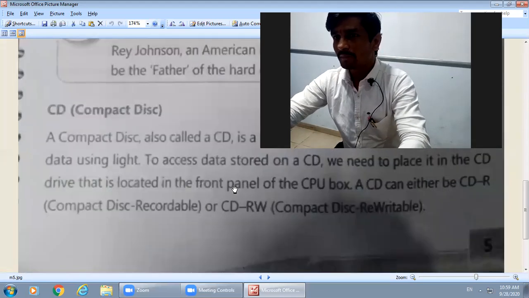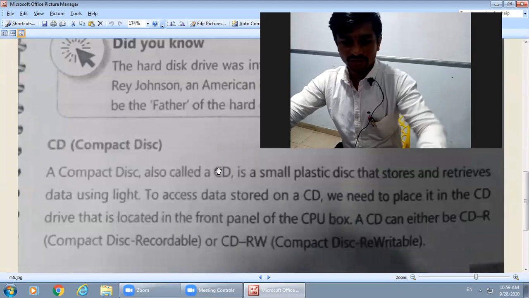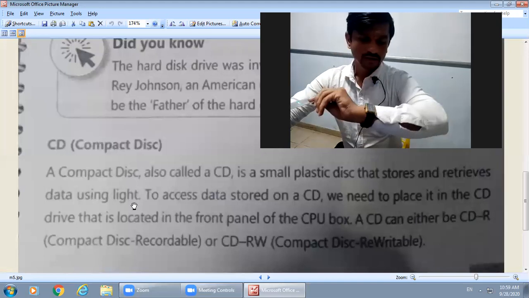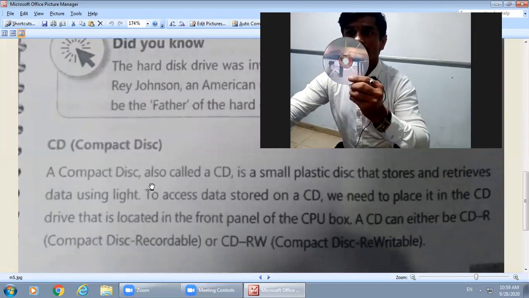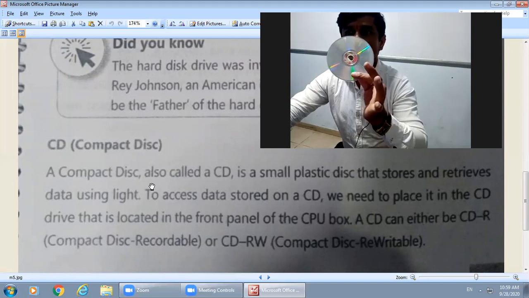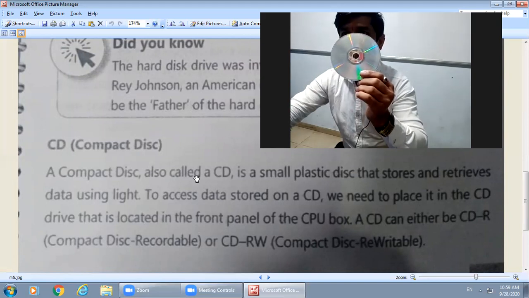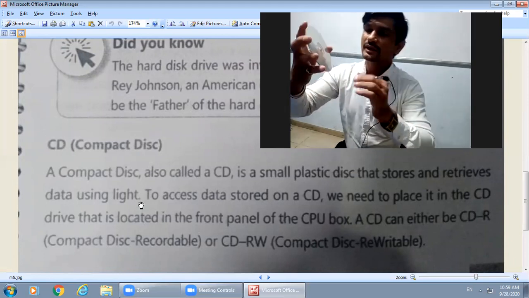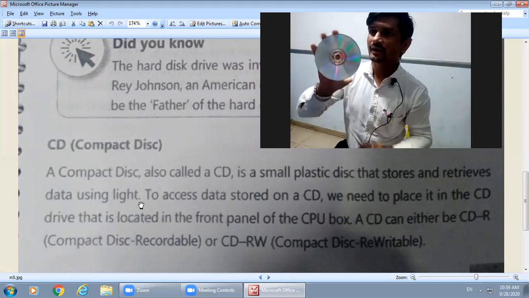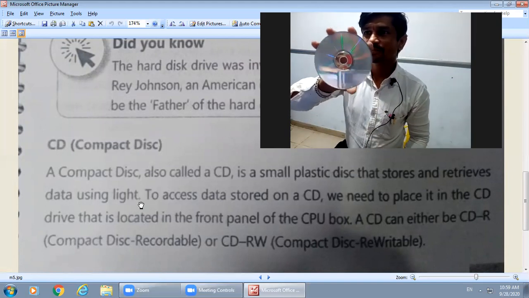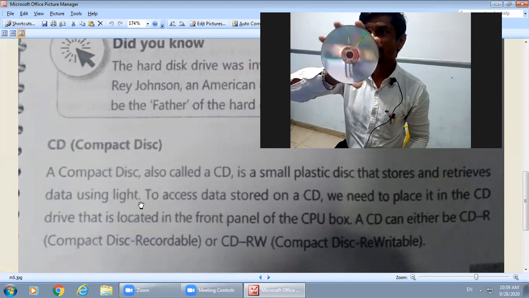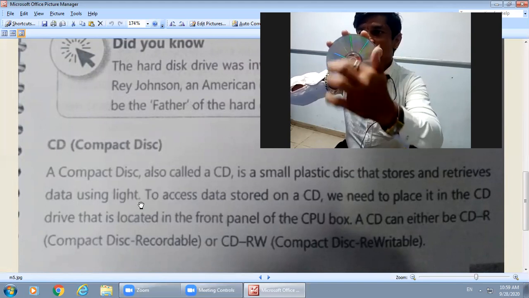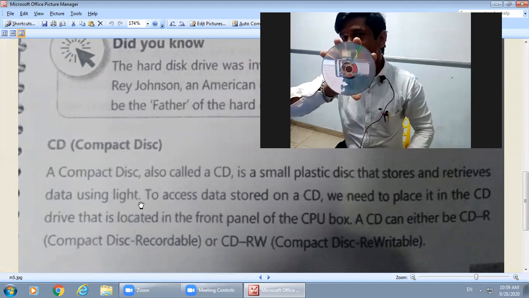Okay, now I would like to tell about the CD. See here, this is the CD. CD means compact disc. A compact disc, also called a CD, is a small plastic disc that stores and retrieves data using light. See, you can see some color and light reflection in that.